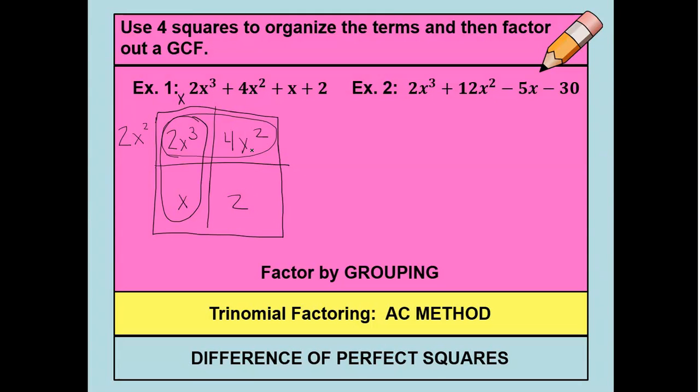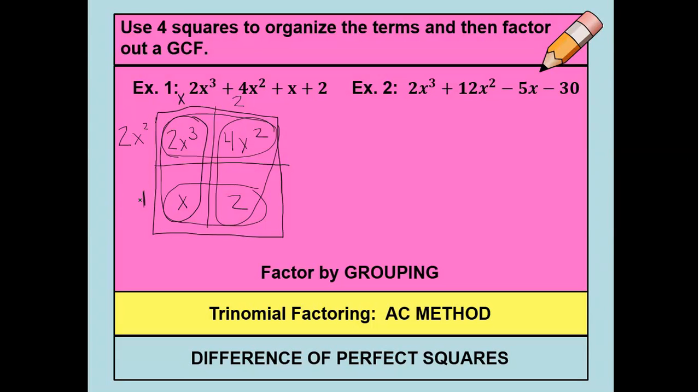Let's continue. What do 4x squared and 2 have in common? Well, they don't have any x's in common. However, they do have a 2. So I'm going to put a 2 out there. Let's look here. What do x and 2 have in common? Absolutely nothing, right? But technically, they do have a 1 in common.